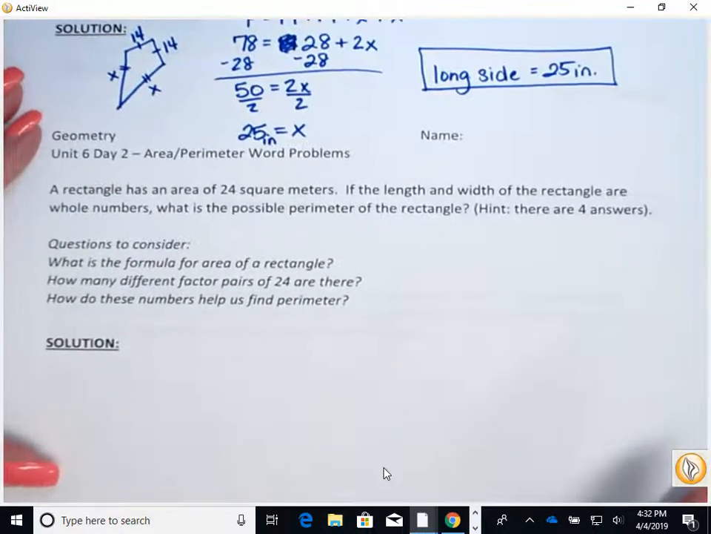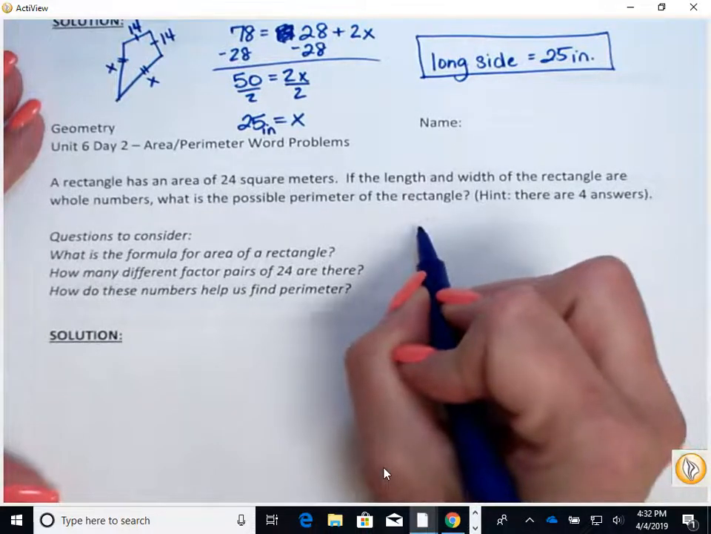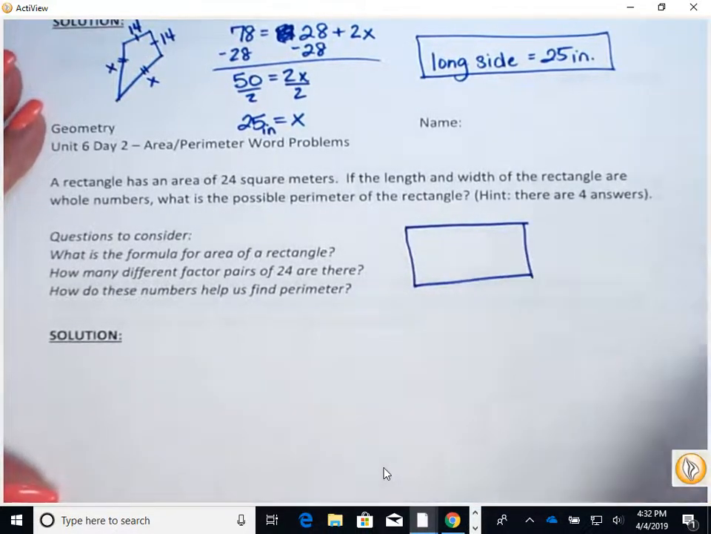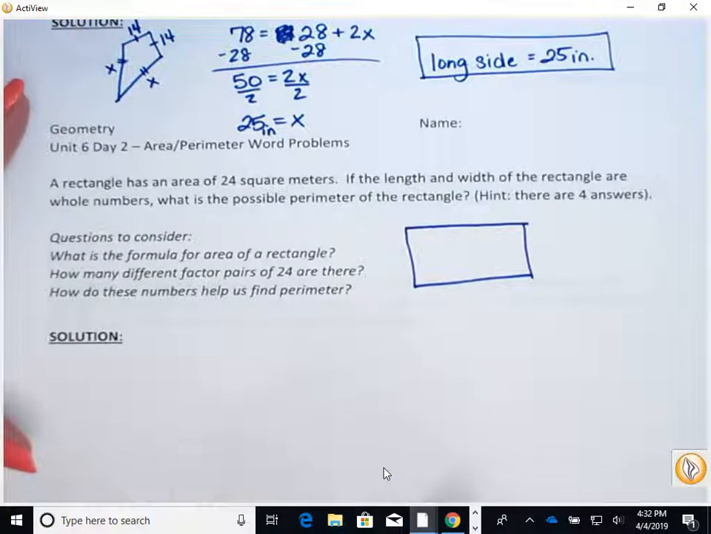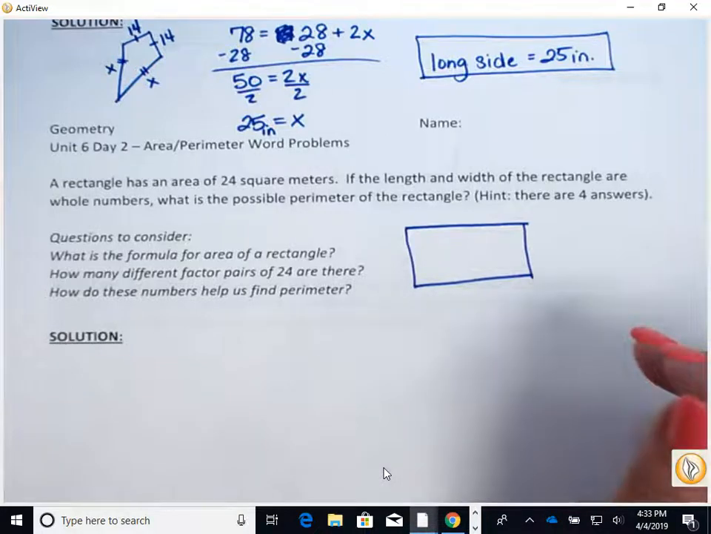All right. Last one, a rectangle has an area of 24 square meters. Since I'm talking about a rectangle, I'm going to immediately draw my rectangle. If the length and the width of the rectangle are whole numbers, we don't know what they are, what is the possible perimeter of the rectangle? So there's 4 correct answers they're saying here. We're going to try to figure out the possible lengths and widths to get us an area of 24 meters.